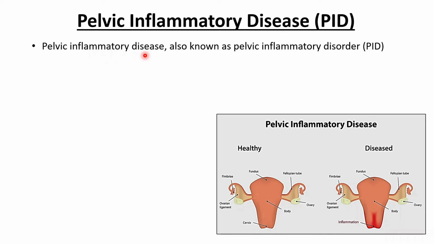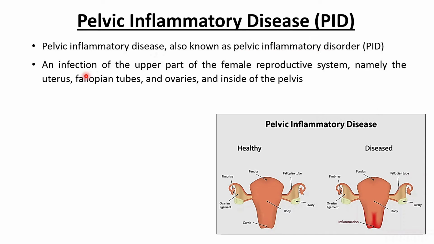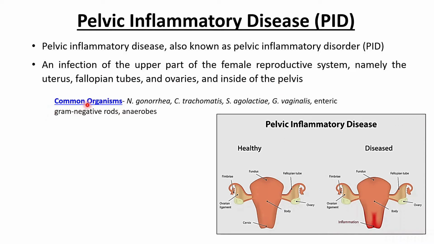Pelvic Inflammatory Disease is also known as PID or Pelvic Inflammatory Disorder. Pelvic Inflammatory Disease is an infection of the upper part of the female reproductive system, specifically the uterus, fallopian tubes, and ovaries, and inside of the pelvis. Common organisms include Neisseria gonorrhea, C. trachomatis, S. agalactiae, G. vaginalis, enteric gram-negative rods, and anaerobes.